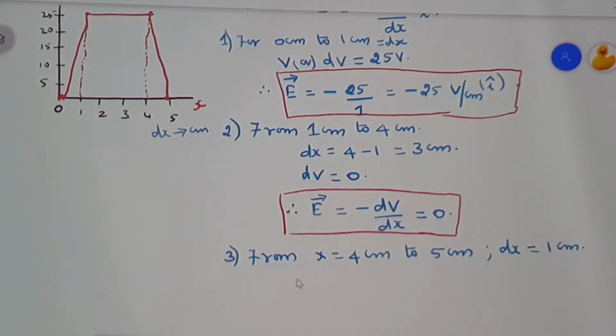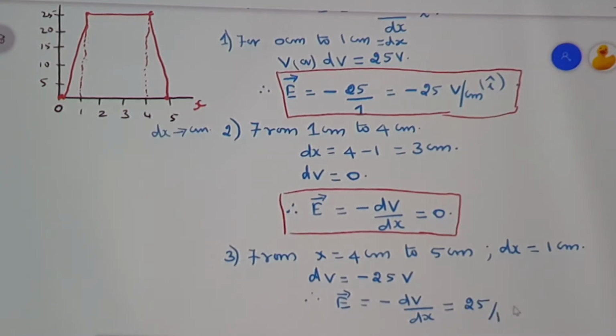What is the change in potential? The potential changes from 25 volt to 0, so we can say it is minus 25 volt; from higher to lower, it is decreasing. Therefore, what is the value of the electrical field E vector, which is given by the formula minus dV divided by dx, which is equal to minus of minus, which will become plus.